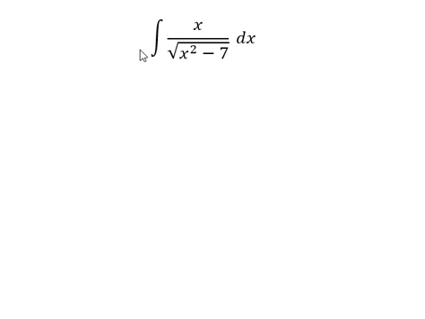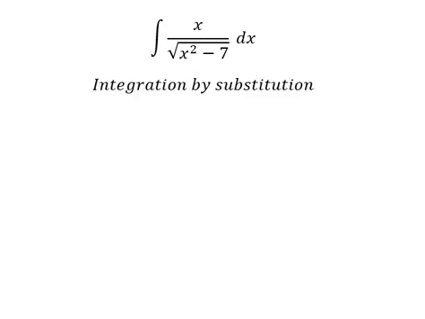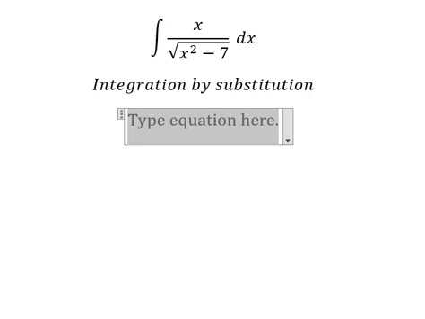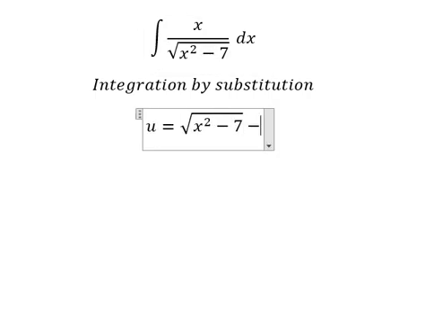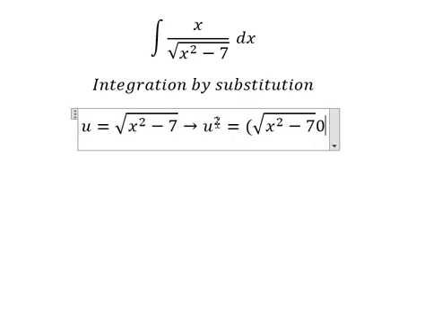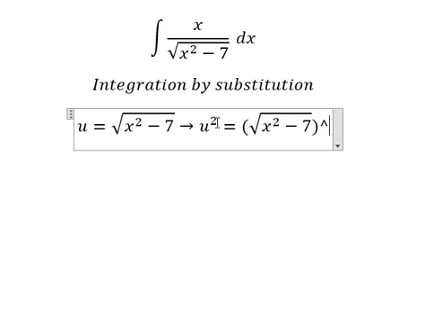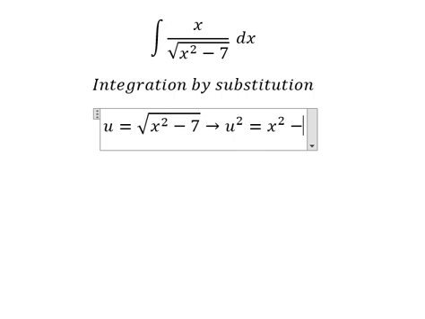So today I will show you how to answer this one. We can use integration by substitution. I will put u equals to this one. Later, we square both sides to cancel the square root, and this one we have s squared minus 7.